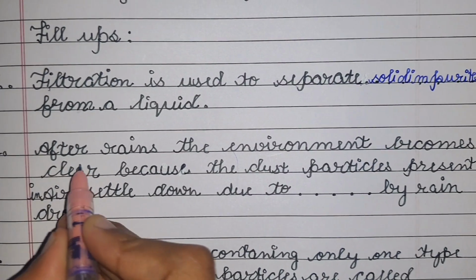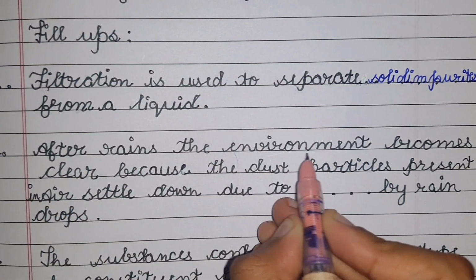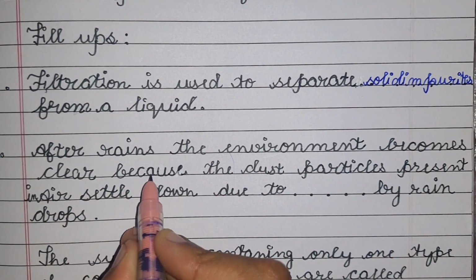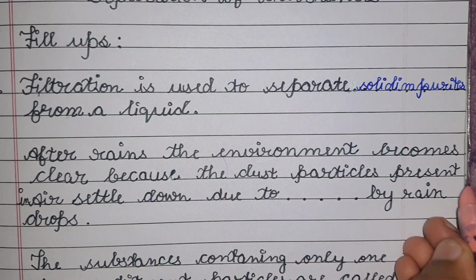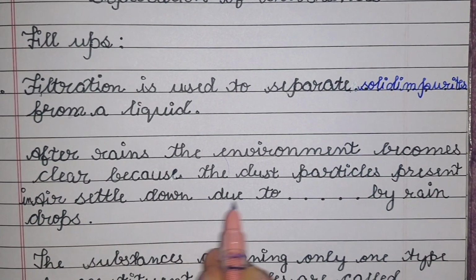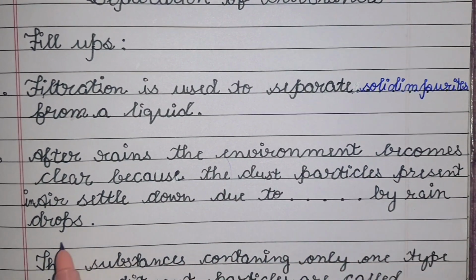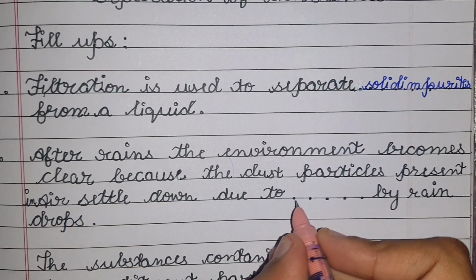Second one, after rains, the environment becomes clear because the dust particles present in air settle down due to dash by raindrops. Its answer is washing.